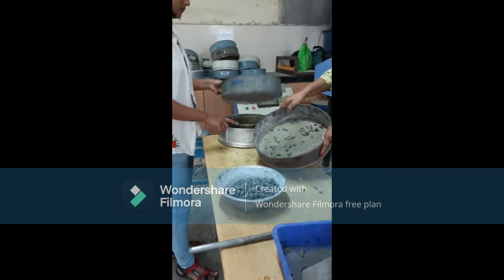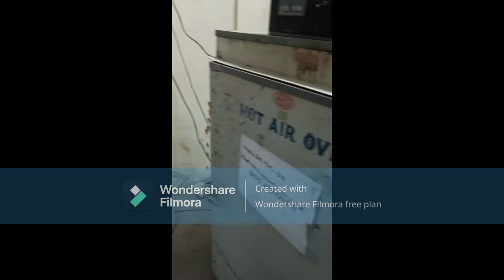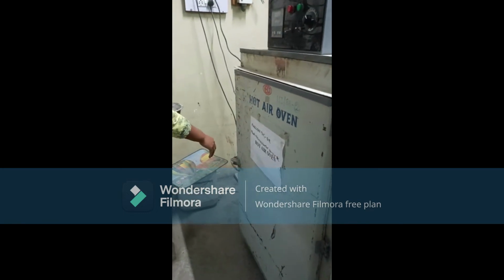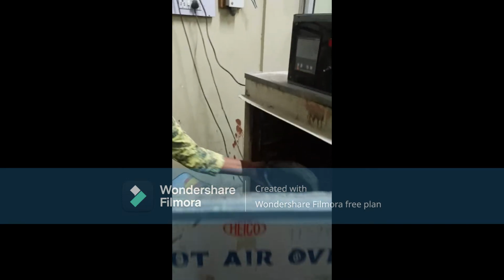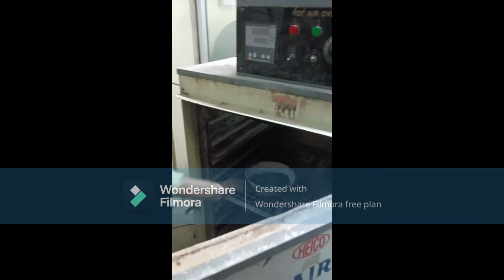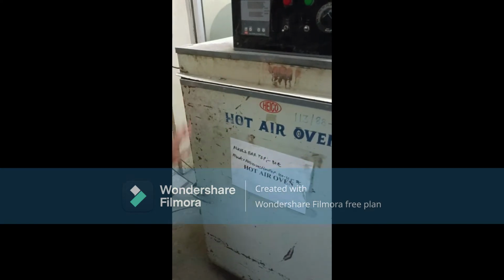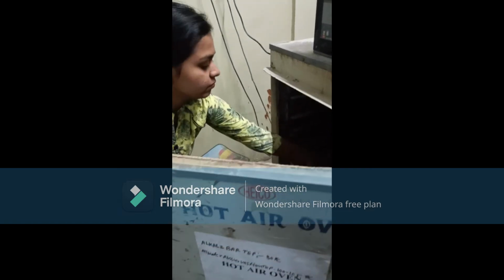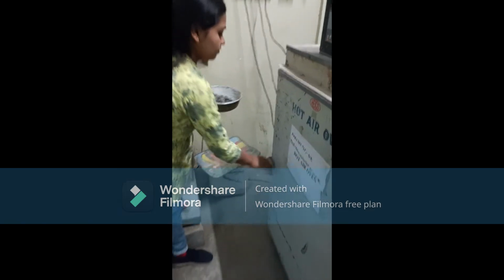Now we will keep this sieved sample for oven drying at a temperature of about 100 degrees Celsius to 110 degrees Celsius for a period of about 4 hours. Now the oven-dried aggregate is removed after 4 hours and we will keep it for cooling at room temperature.